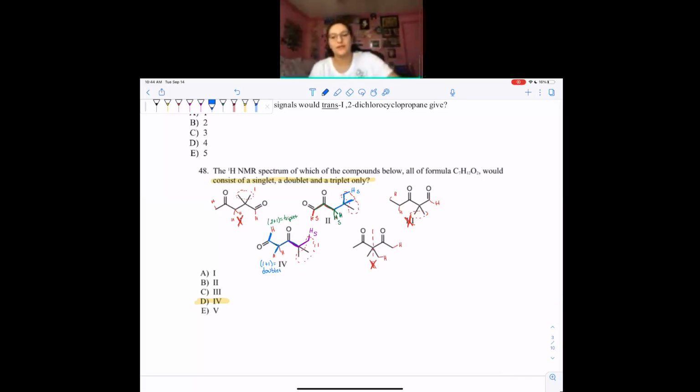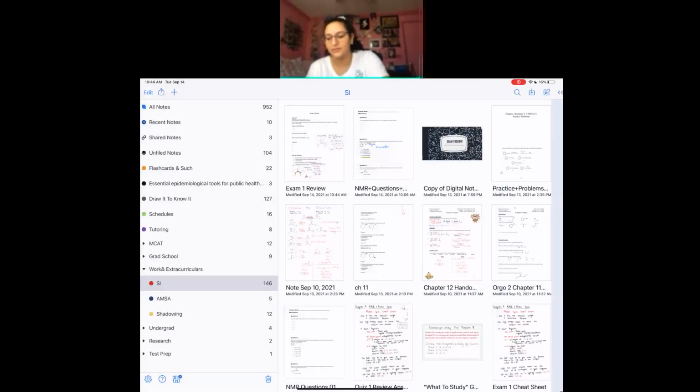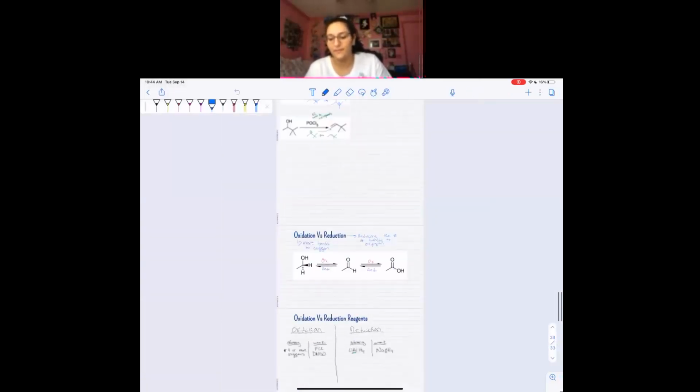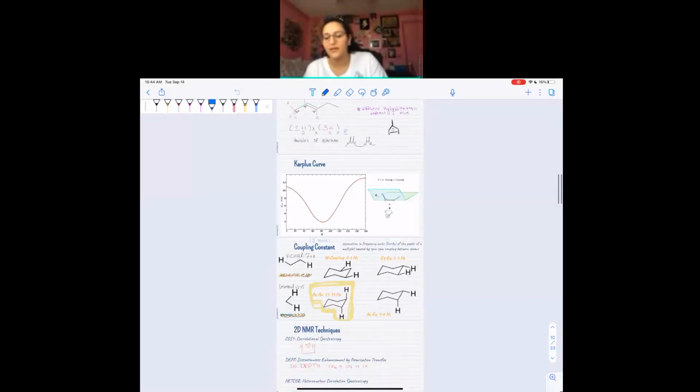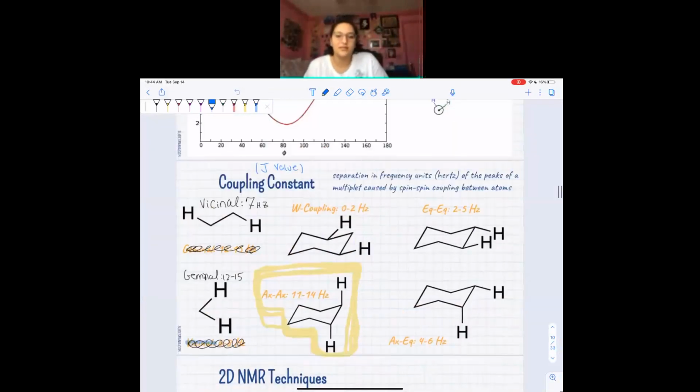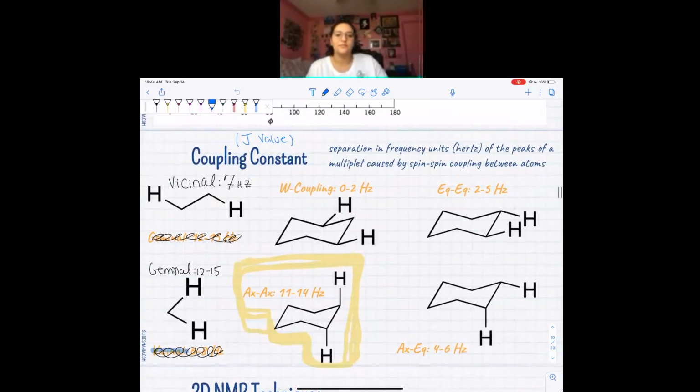Okay, wait, someone asked what a coupling constant is. So a coupling constant and a J value are the same exact things. And let me just jump into here right quick. So this is literally just the coupling constant definition from your textbook, which I opened for the first time in like 3 years the other day. So the coupling constant is defined as the separation in frequency units of the peaks of a multiplet caused by spin-spin splitting.